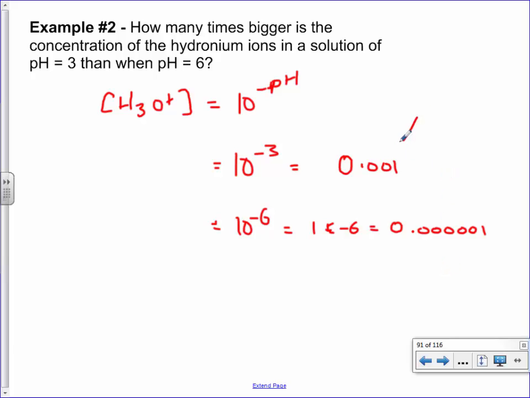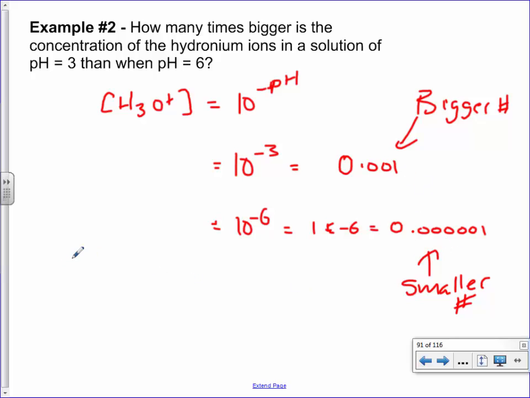Yes. This one right here is the bigger number. This guy right here is the smaller number. Does that make sense? In pHs, it's weird. To get a bigger number, you want the pH to be lower. Right? A pH of 3 or 2 or 1 has fewer zeros in front of it, and that makes it a smaller number. So then my question is, how many times bigger is this number than this number?